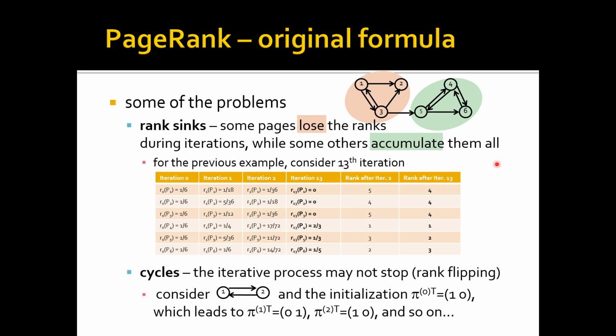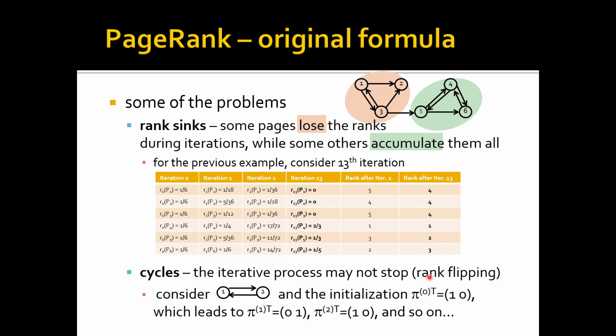That is kind of a more artificial problem here in this example, but it could really happen. And it basically means that in the iterative process we may not get to the end. So the process could not converge, and the cycle could result in so-called rank flipping.